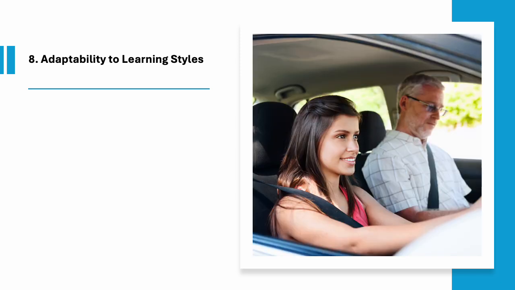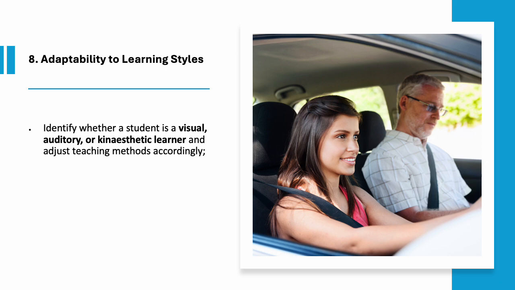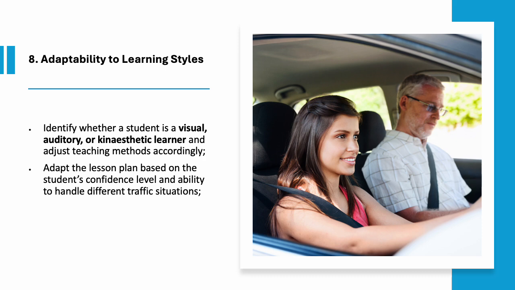Number 8, adaptability to learning styles. Identify whether a student is a visual, auditory, or kinesthetic learner and adjust teaching methods accordingly. You would say that generally people aren't just one of those. They might have a slant towards one more than another, or a combination. Adapt the lesson plan based on the student's confidence level and ability to handle different traffic situations. Offer alternative explanations if a student struggles with a concept.